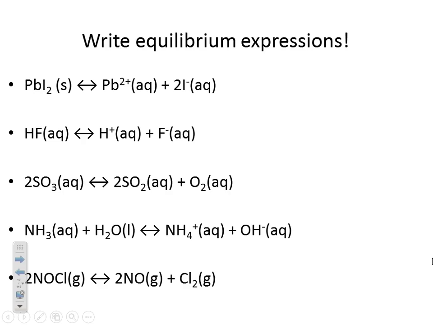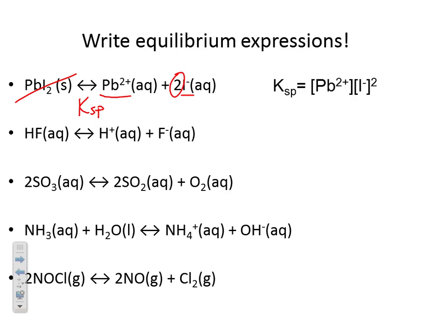PbI2 goes to Pb2+ plus 2I-. This would be a Ksp, because we have a solid dissociating into ions, and I'm not going to include the solid in the expression, so products over reactants raised to their coefficient. It's going to be the Pb2+ times the I- squared, and that's it. I'm not including that solid.